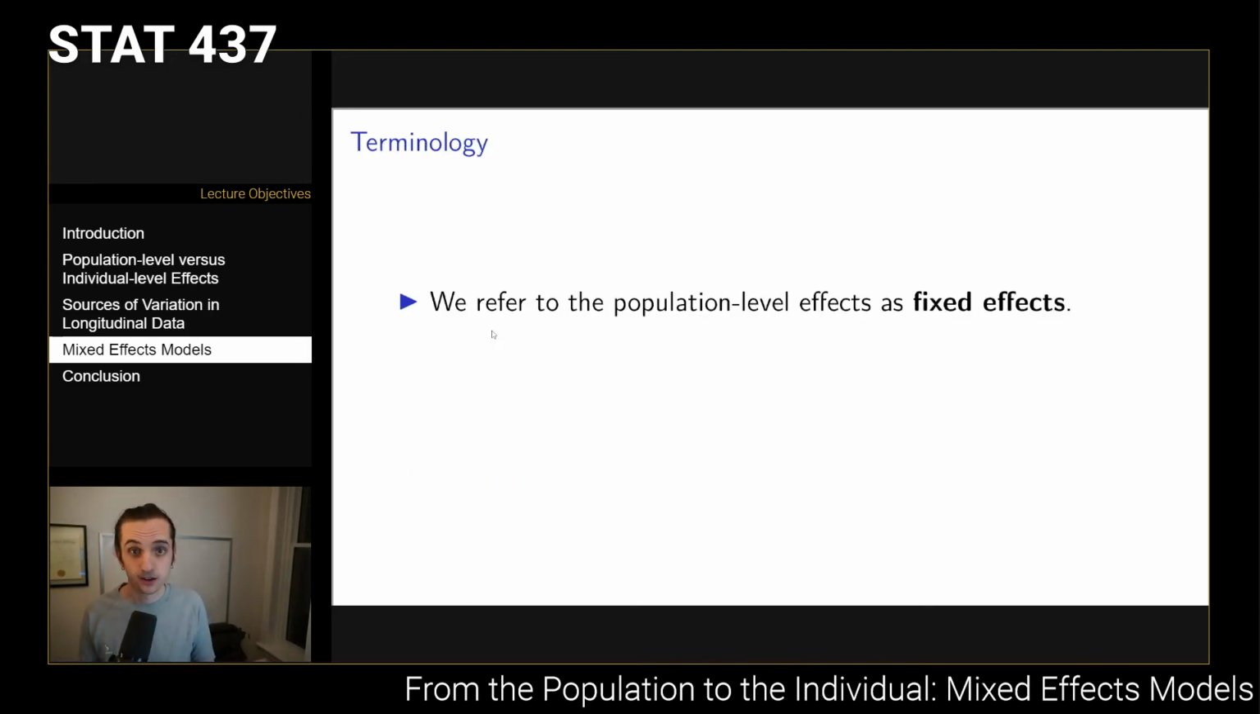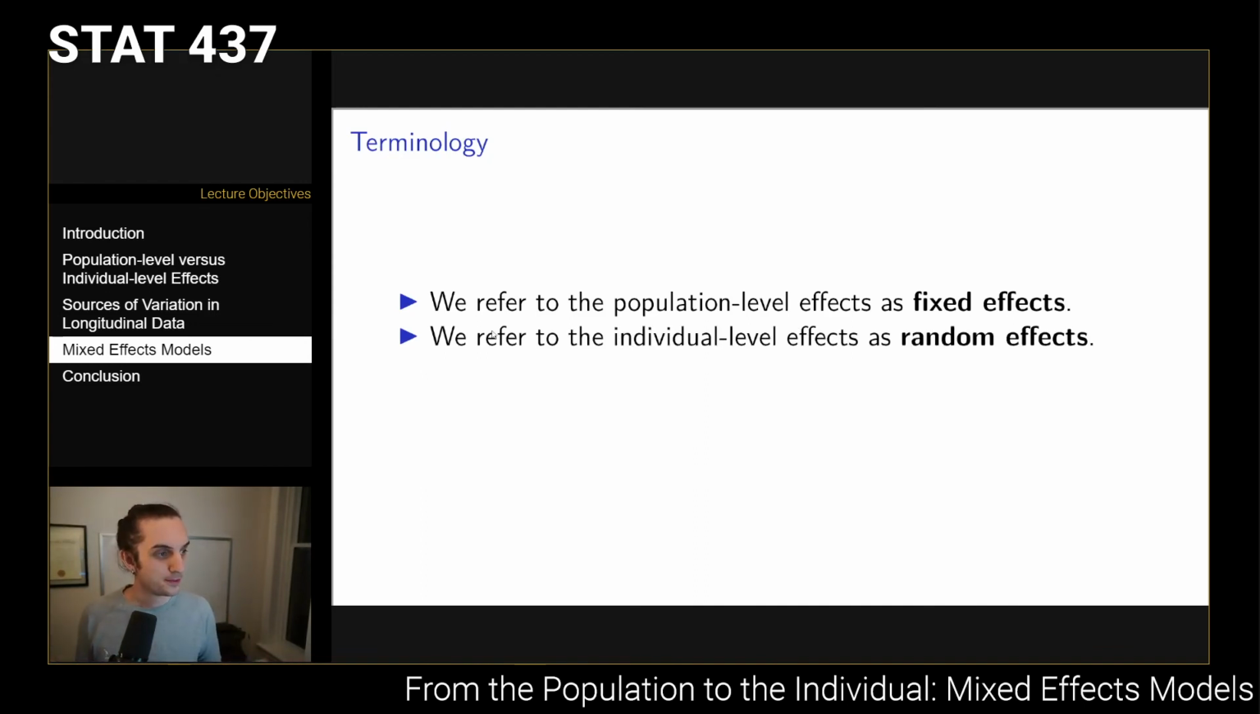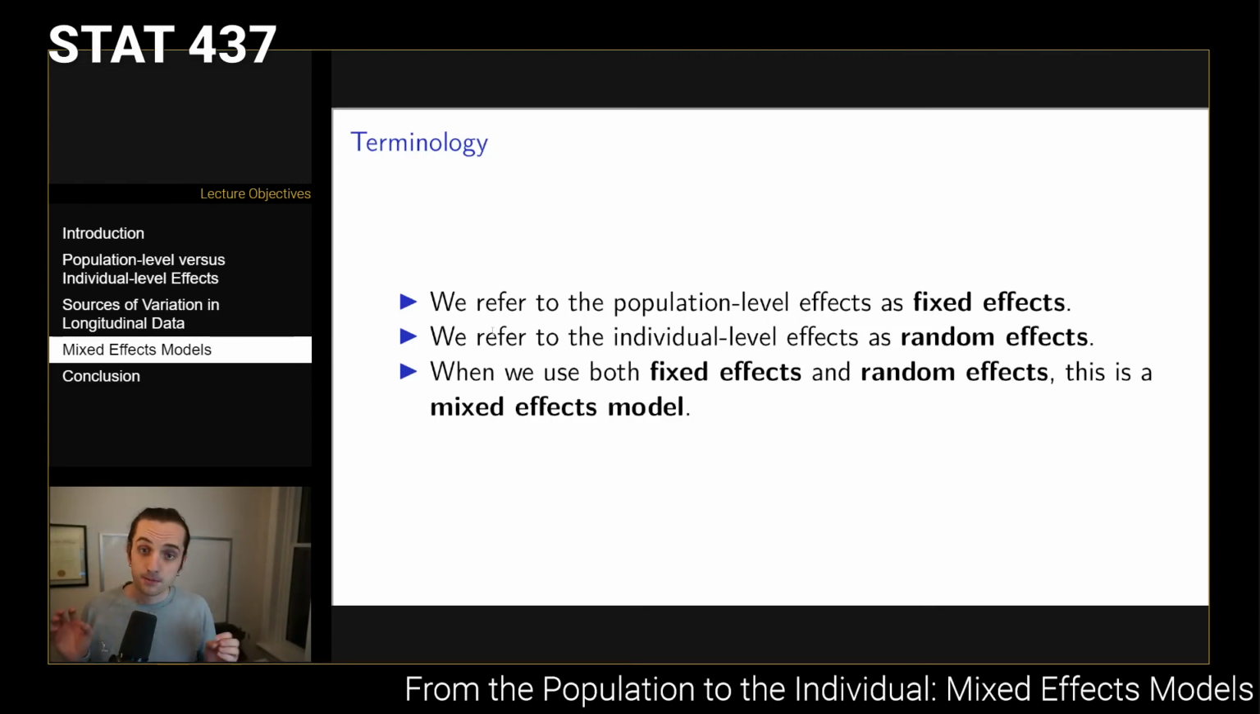So for some terminology, when we talk about those population level effects, the beta term in the last slide, we call those fixed effects. They're fixed across the population, so we call them fixed effects. We refer to the individual level effects as random effects. We're going to motivate that terminology a little more in the next lecture when we dive into the details. But the idea is that if it's a term that varies individual to individual, then it varies randomly, and we call them random effects. And when we have both fixed effects and random effects in a model, we have a mixed effects model, right? So that's where the term comes from.